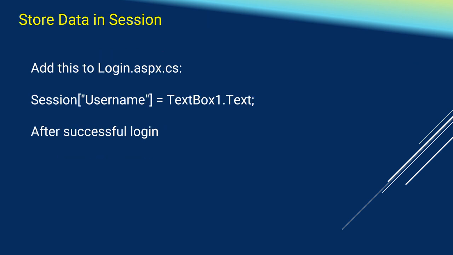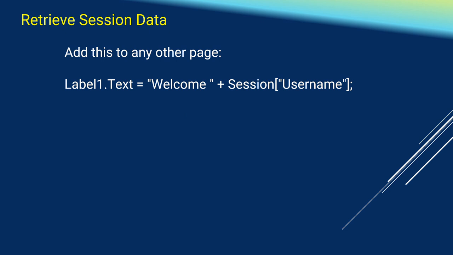After the user logs in successfully, store their username in a session like this. Session["username"] = TextBox1.Text. This makes the data accessible throughout the application. On any other page, you can retrieve this value using Session["username"]. For example, you might show a personalized welcome message on the home page or dashboard.